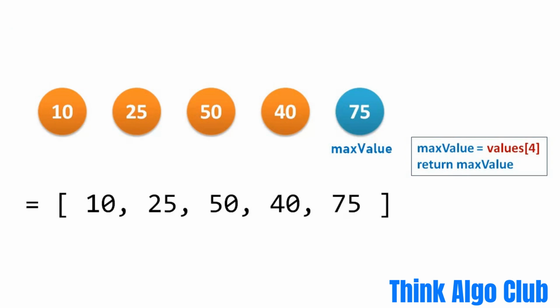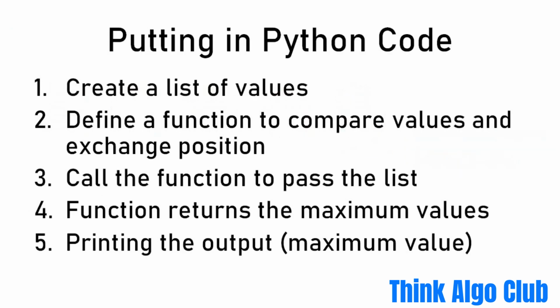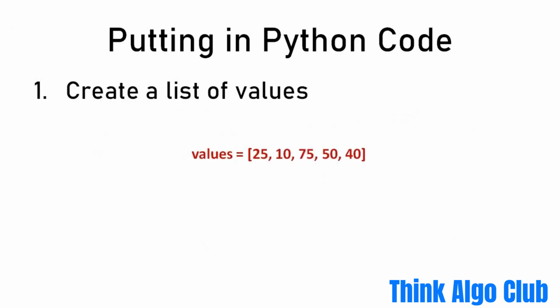Now let's see the steps in the form of code. So there are 5 steps. First, we create a list of values. Second, we define a function to compare the values, and then eventually, based on the comparison, we exchange the position of the values. And then we write a statement that will call the function, and we also pass the list of values to the function. The function finds the maximum value from the list, and it returns that maximum value. Finally, in the output, we print the maximum value.